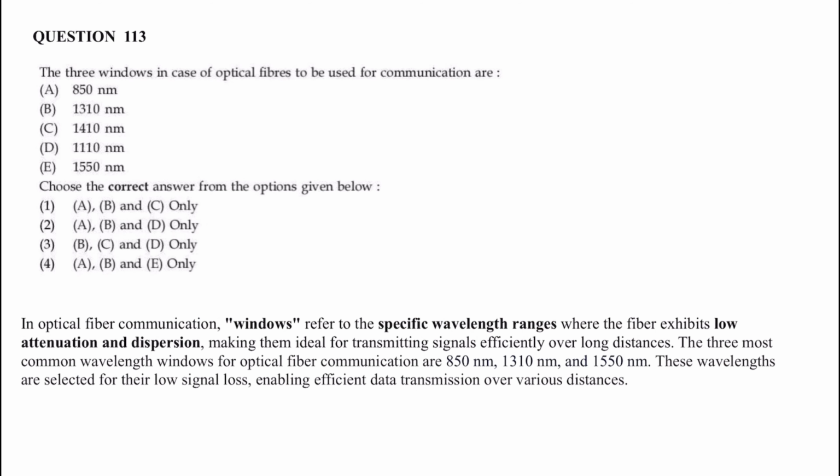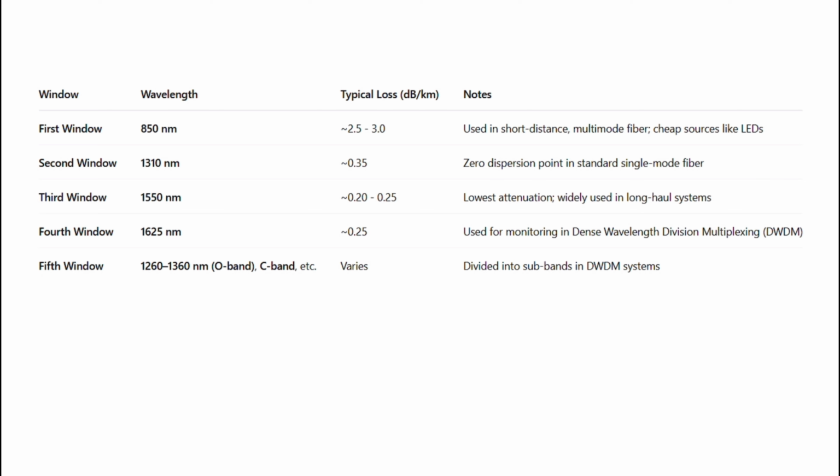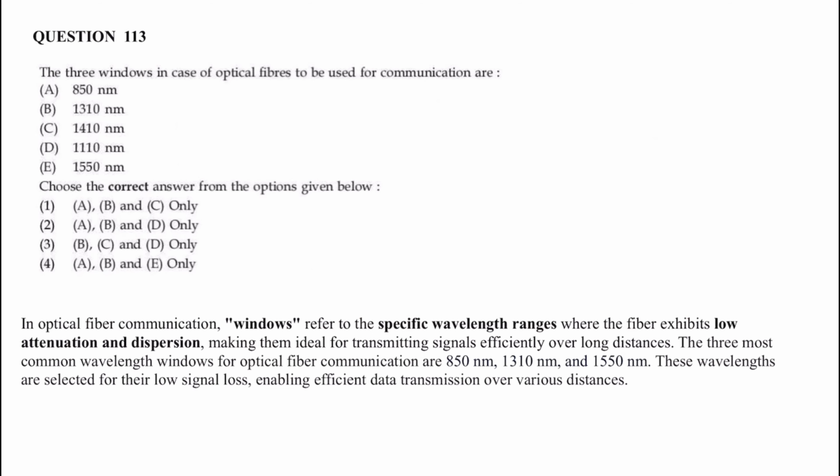Next question. Three windows in case of optical fibers used for communication. General windows used in optical communication are: the first window at 850 nanometer, second window at 1310 nanometer, third window at 1550 nanometer, and fourth and fifth windows at 1625 nanometer and 2060 to 1360 nanometers. Generally, the first three windows are 850, 1310, and 1550 nanometers. Correct options are A, B, and E. So correct option is 4.